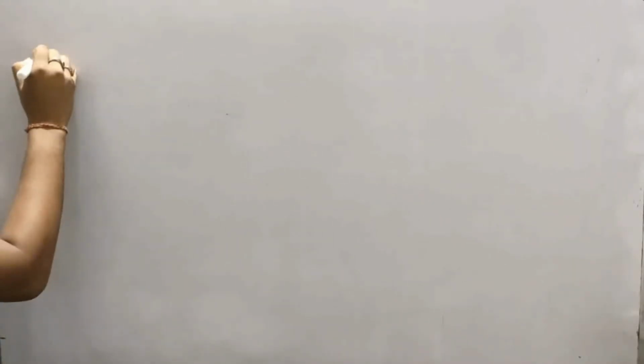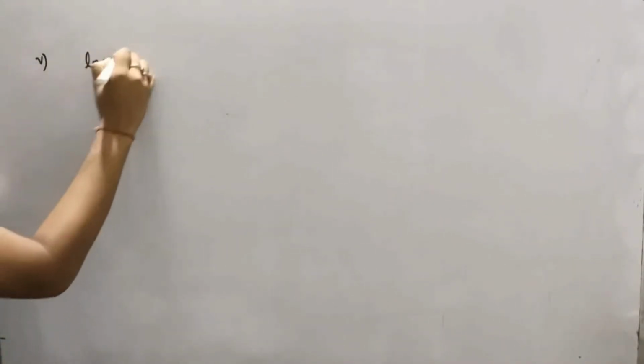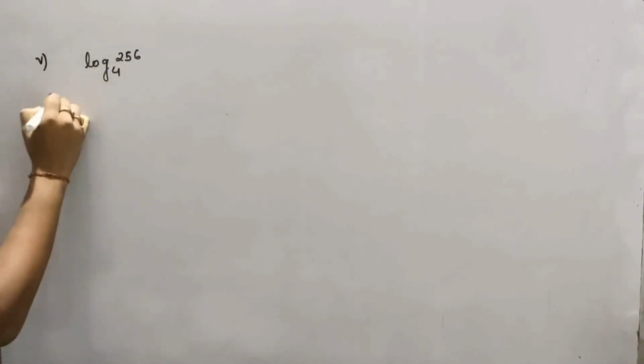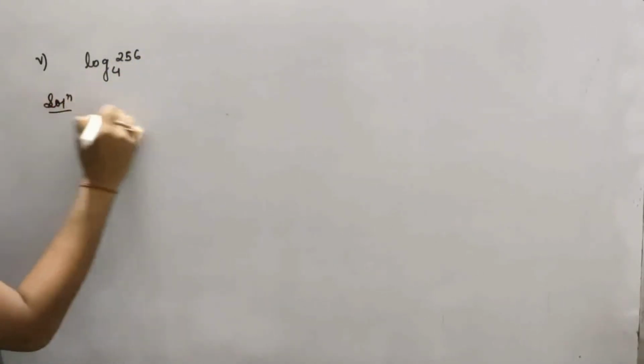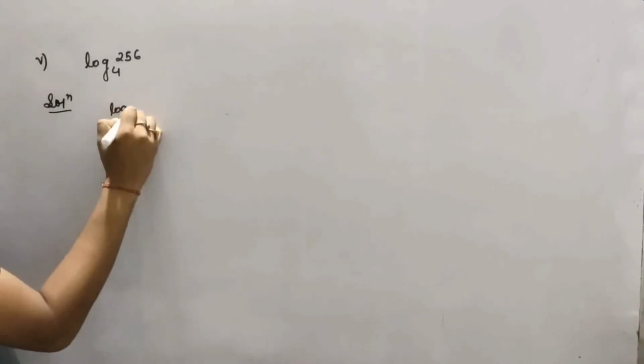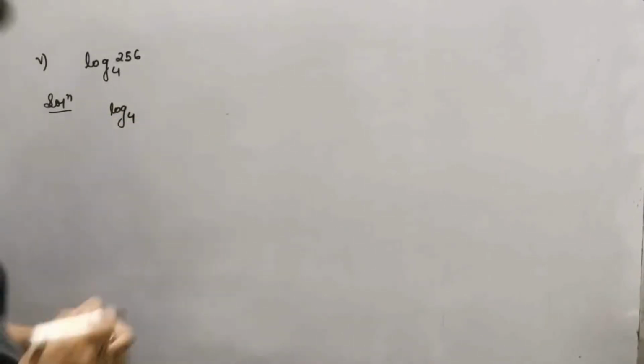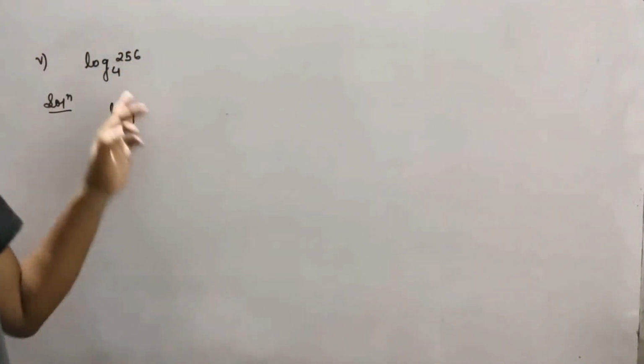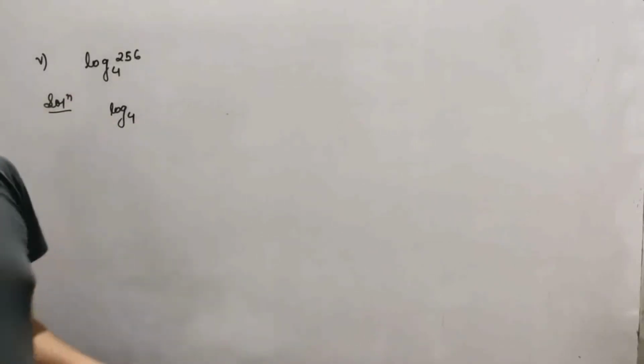Question number 5. Log 256 base 4. Solution very simple. Log 256 with base 4. You know 16 squared is 256, but since the base is 4, I need the answer in terms of 4.